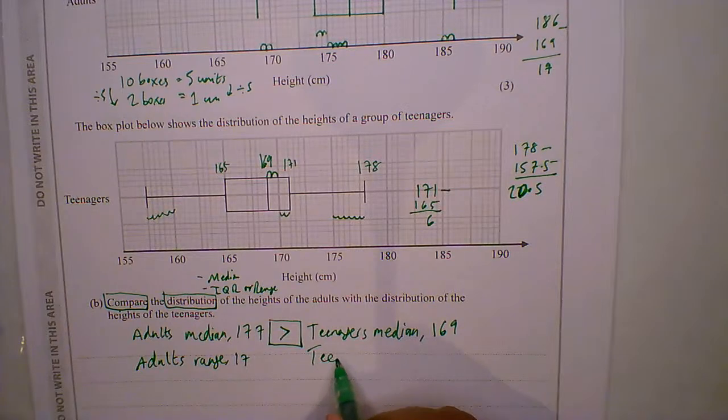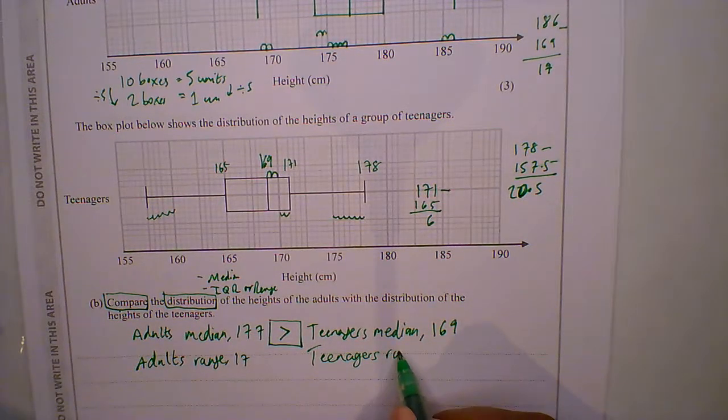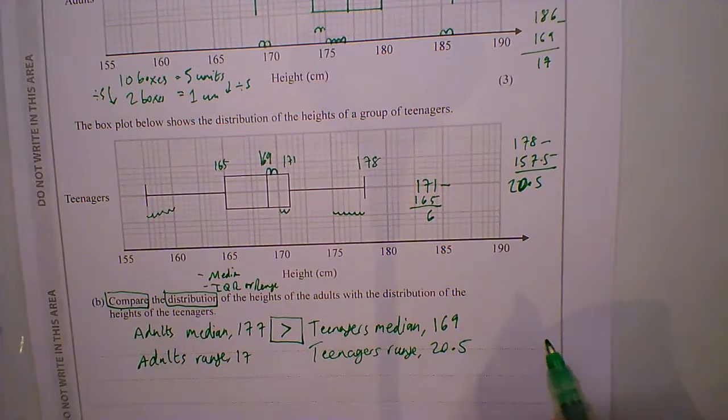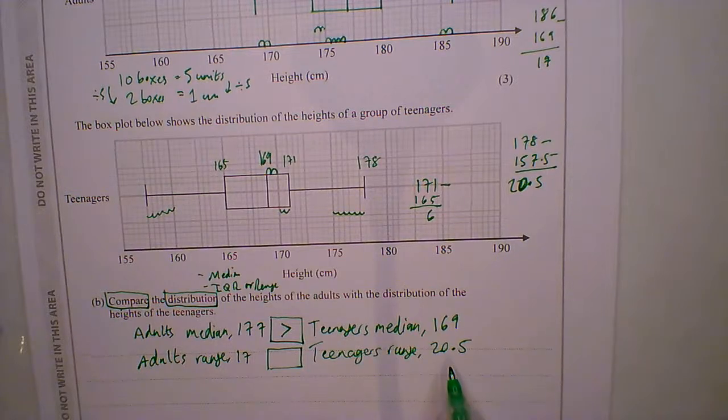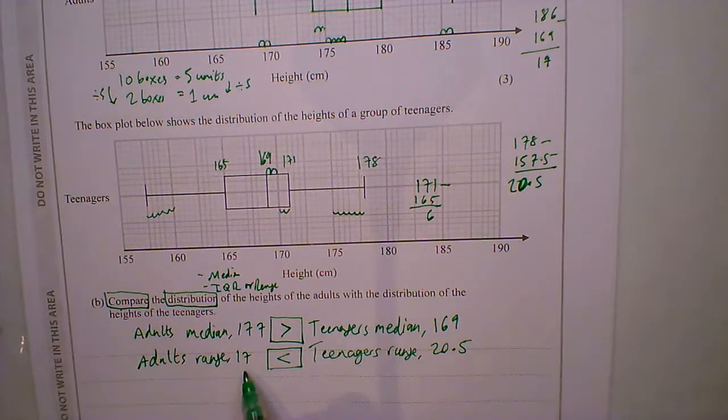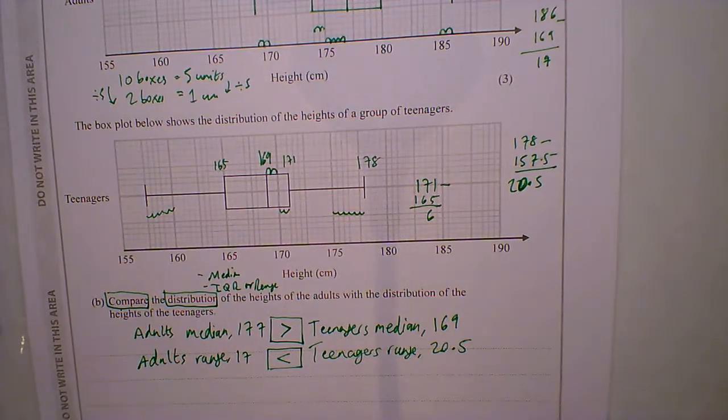So the teenager's range is 20.5. Now it's not compared, so I need to put which one is bigger. This one is bigger, so this is smaller. So the adult's range 17 is less than the teenager's range 20.5. And so those are your 2 marks that you get for comparing those 2 things.